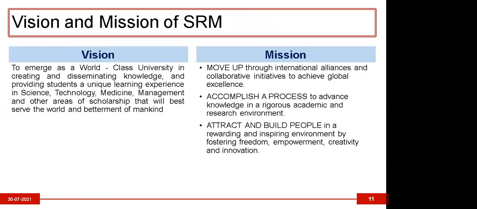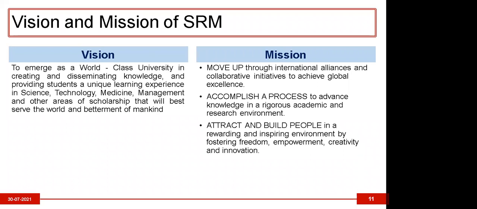So they want to emerge as a world-class university in creating and disseminating knowledge and providing students a unique learning experience in science, technology, medicine, management. So they have a wide spectrum of perspectives, and other areas of scholarship, that best serve the world and the betterment of mankind.